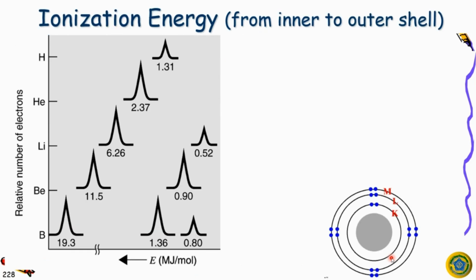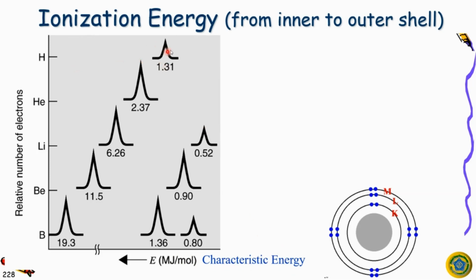Okay, so this is also a topic I want you to know, and this might be on your midterm exam. This question might show up in your midterm exam paper. It's called ionization energy. I want you to rank this. For example, this is the relative number of electrons: hydrogen, helium, lithium, beryllium, and boron. And this is the energy, again, in megajoule per mole. And this is called characteristic energy.